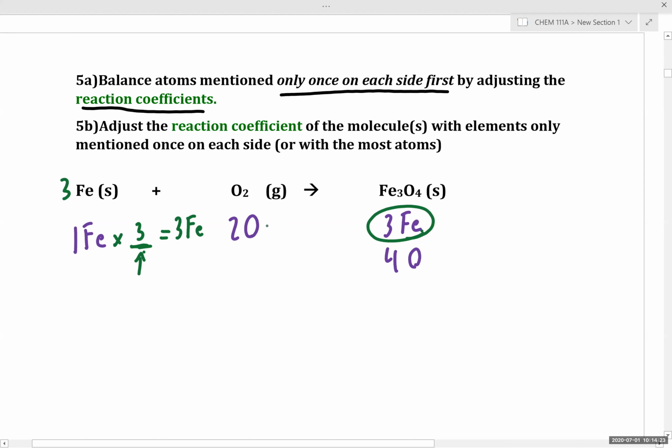Good, good. Now playing another game, we have 2 oxygen atoms. 2 times what would give me the 4 oxygen atoms found on the right-hand side? What coefficient should I guess?